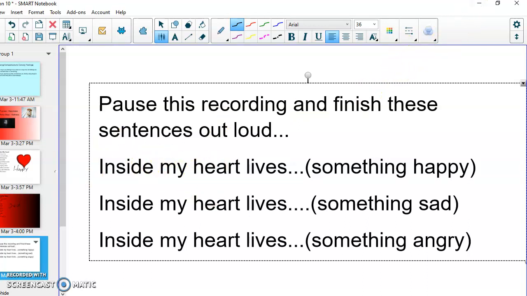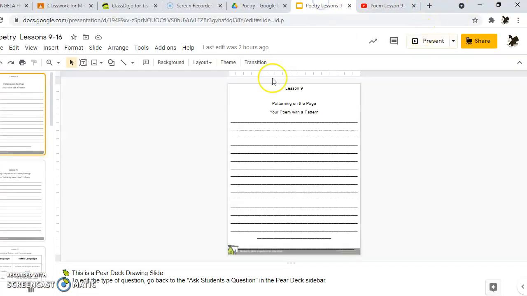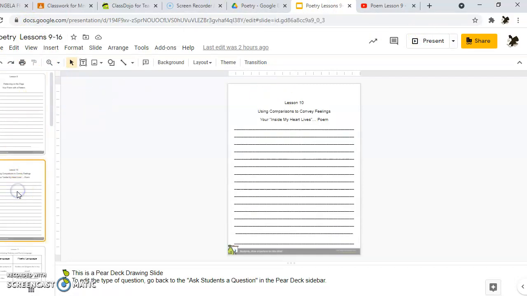In order to start this lesson, you are going to go to the new slides that are called Poetry Lessons 9 through 16. Today, you're going to be doing Lesson 10, your Inside My Heart Lives poem. Remember, do not say the emotion that you're going to write about. Decide your emotion and then write about it being very descriptive. And everyone start their poem with, "Inside my heart lives."